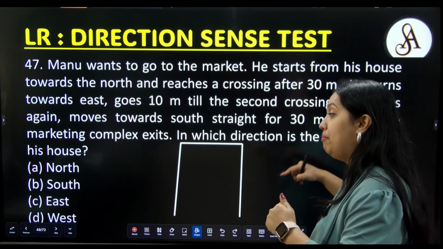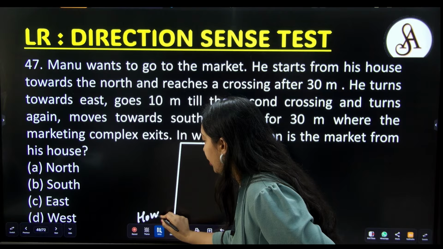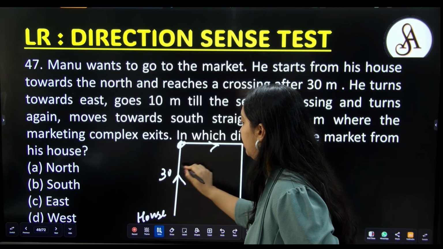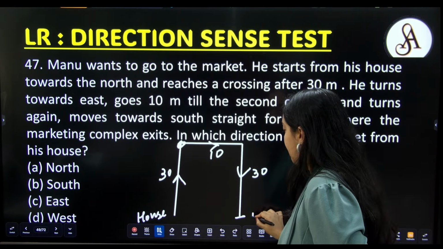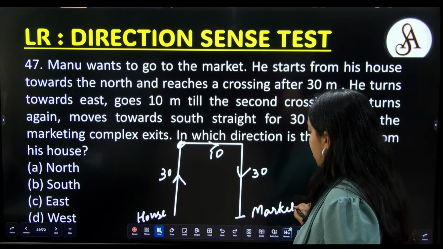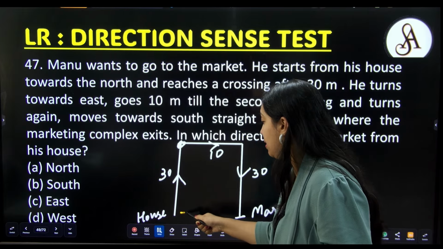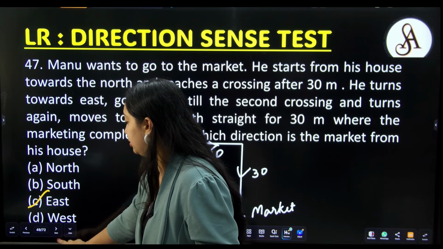In which direction is the market from the house? Interesting question. This is my starting point, house. You go here, you get the first crossing. You go here, 10, you get the second crossing. Go like this, you get the third crossing. And here, market exists. Now they are not asking where is the market, they are asking from house where is the market. Basically, you have to go in this direction. That direction is east direction.